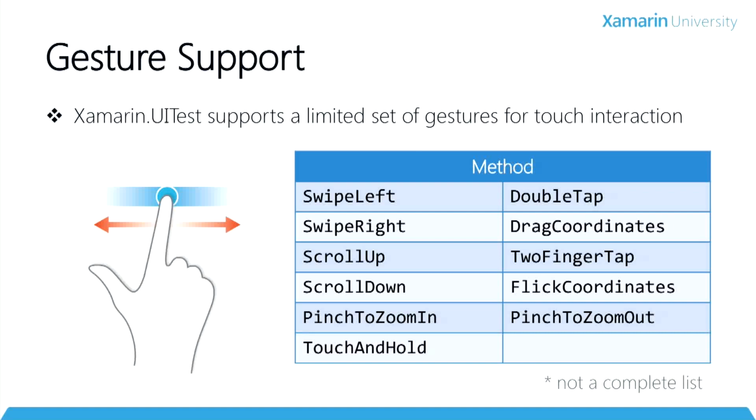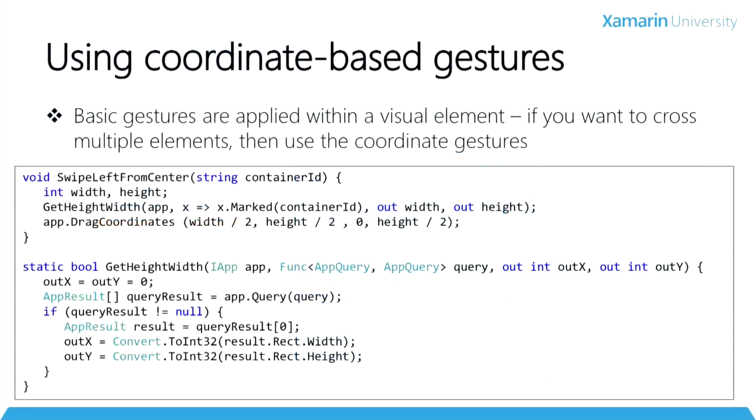In addition, there are several others not shown here that deal with specific coordinates. For example, there's a double tap coordinates that takes an X and Y position to double tap on instead of a specific element. The basic gestures are easy to use. You just pass in a query selector into each one and it taps, double taps, swipes, pinches, or scrolls. But these gestures can only be applied to a single visual element, and that element must be visually present. If you need to perform more complex gestures, such as dragging between areas, or gestures that overlap different UI containers, then you have to rely on the coordinate versions of the gestures.